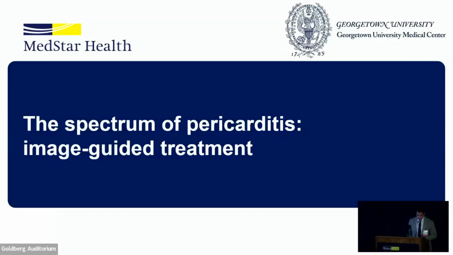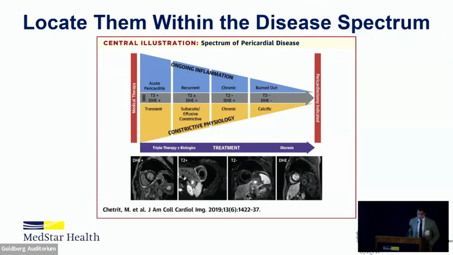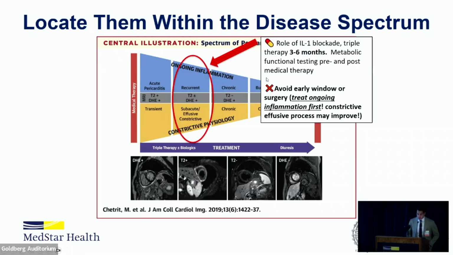resolve on their own. In terms of the spectrum of pericarditis, we're nearing the end of our talk, but the spectrum of pericarditis is really about understanding and locating these patients within the spectrum of pericardial disease. And I'm finding more and more that no two patients with recurrent pericarditis are ever the same. The way we delineate where they are in the spectrum is really with advanced imaging, including cardiac MRI. Acute pericarditis can lead to recurrence, chronicity, and if left untreated with more recurrences, it can become burnt out.